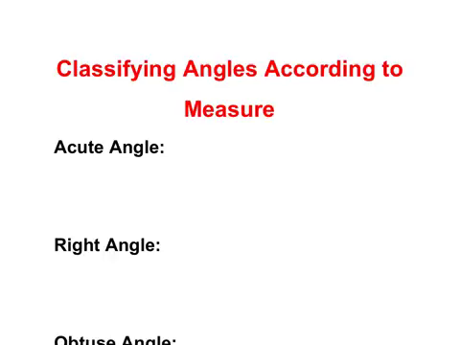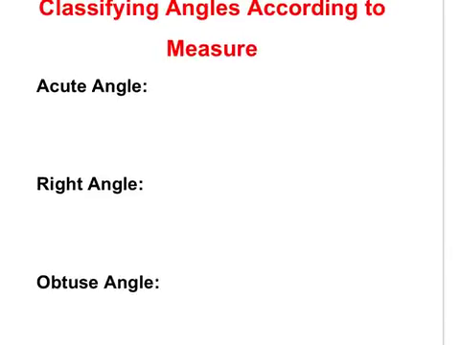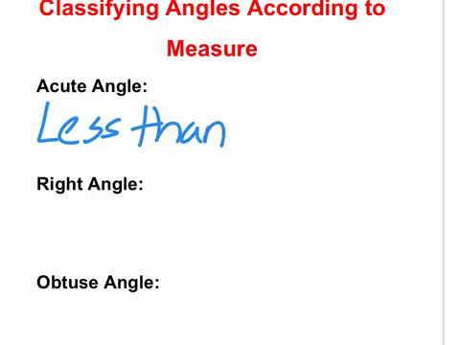Okay, so we're going to look at some vocabulary to do with angles, and I think a lot of this we will have seen before, so it shouldn't be too difficult. Right, so let's start. Classifying angles according to measure. The first one is an acute angle. We say an acute angle is less than 90 degrees. And an acute angle usually looks like this.